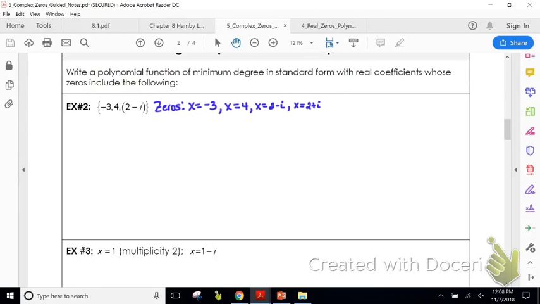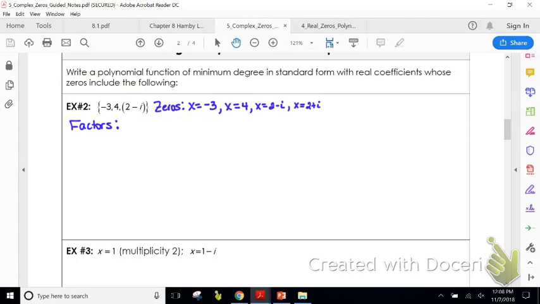All right, now it says of minimum degree. So how many zeros do I have total? 4. So that means my largest exponent is going to be a 4, okay? So if I know that those are my zeros, then I can find my factors. So what are my factors going to be? Well, that's where we take those zeros and we put them back inside with x.